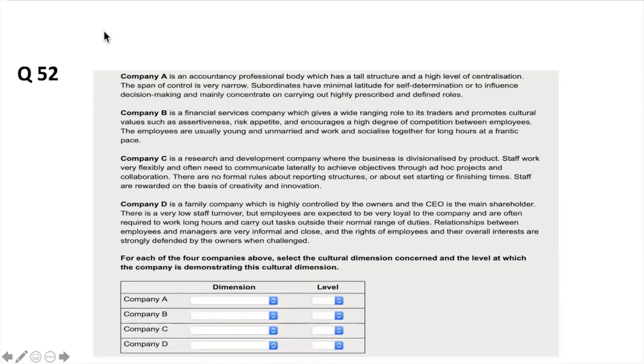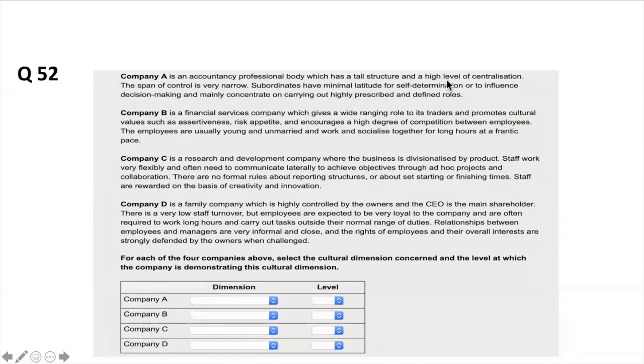Question number 52. This is the last question from this exam. Company A is an accountancy professional body which has a tall structure and a high level of centralization. The span of control is very narrow. Subordinates have minimal latitude for self-determination or to influence decision-making and mainly concentrate on carrying out highly prescribed and defined roles.